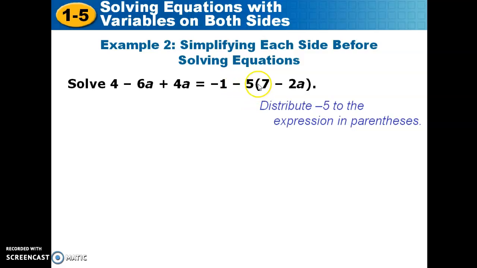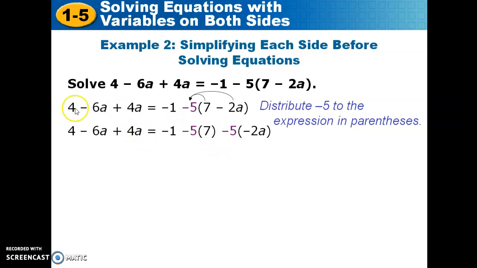First thing we're going to do is distribute this negative 5 to the 7 and the negative 2a, or minus 2a. And when you do that, you bring everything else down. So you got 4 minus 6a plus 4a equals negative 1. They're showing you here, this is negative 5 times 7 and negative 5 times 2a. That's the distribution. When you fix up this distribution, negative 5 times 7 is negative 35, or you can think of it as minus 35. It's the same thing. Negative 5 times negative 2a gives you a positive 10a.